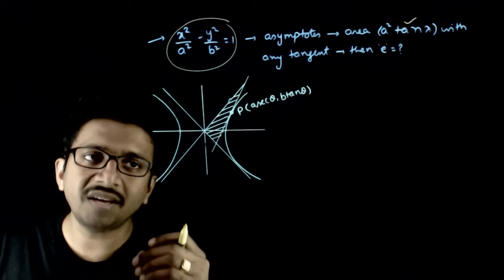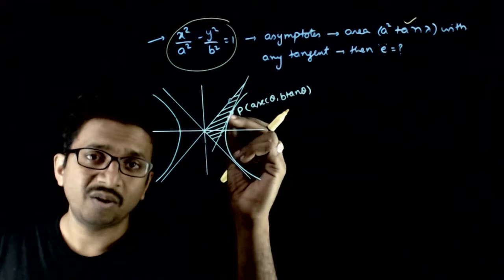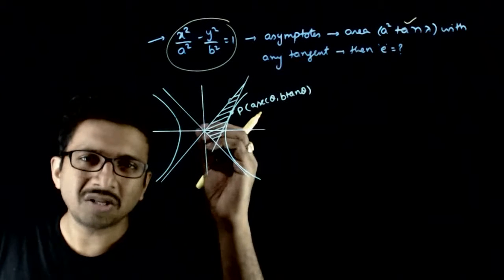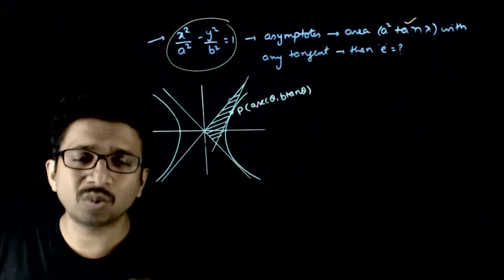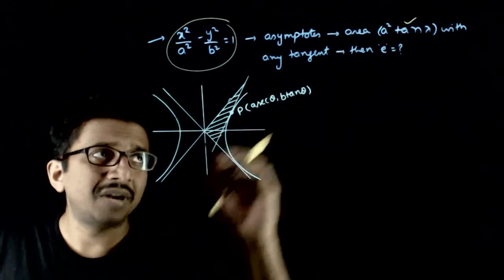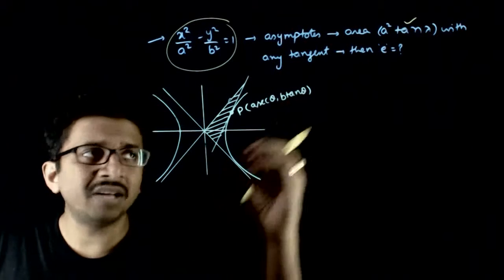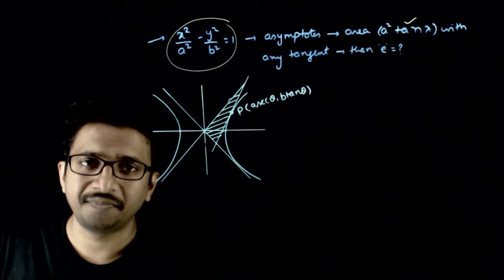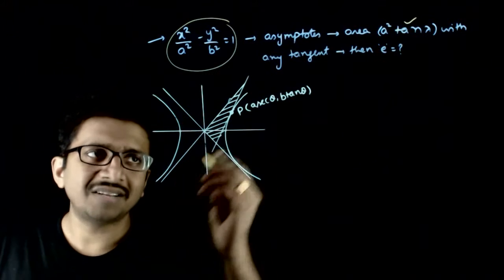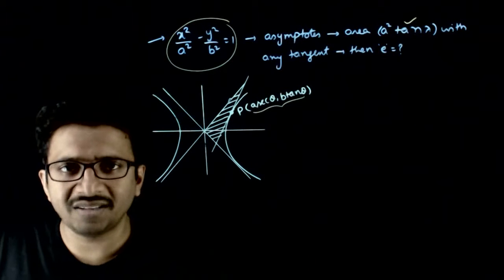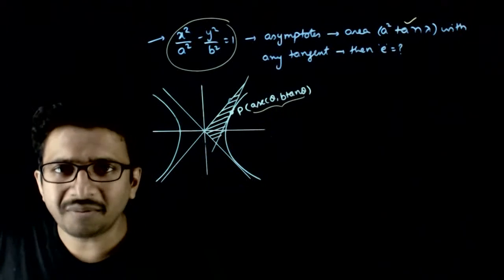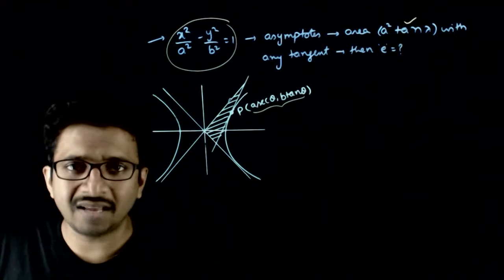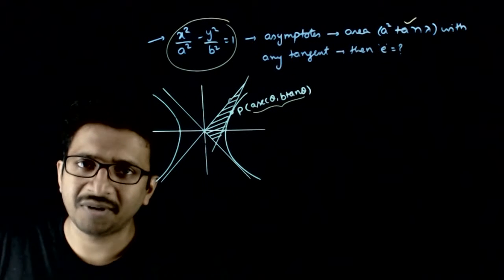That means it's given that any tangent of this hyperbola will always form a triangle with some constant area, and that area is given as a square tan lambda, and you're asked to find the eccentricity of this hyperbola. So first, let us take a general point a secant theta comma b tan theta on this hyperbola. Let us actually find the area of this triangle and then equate it to a square tan lambda.